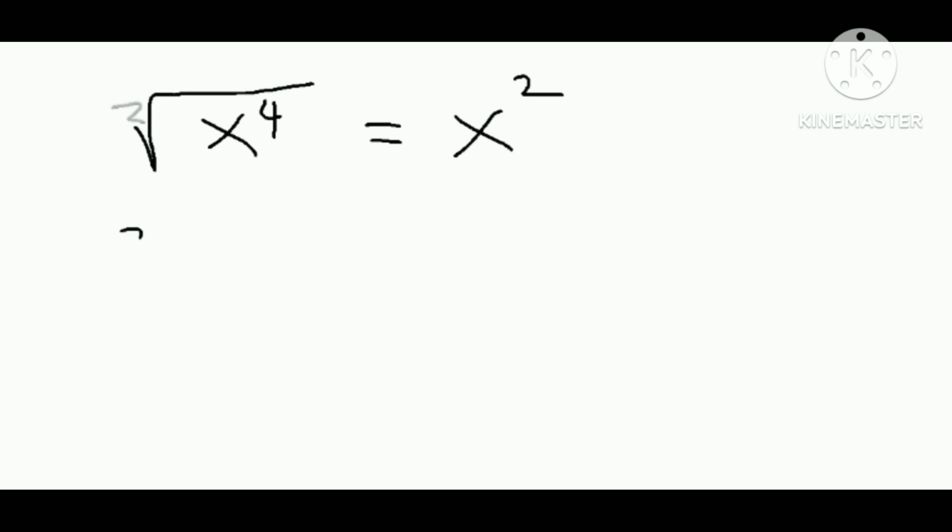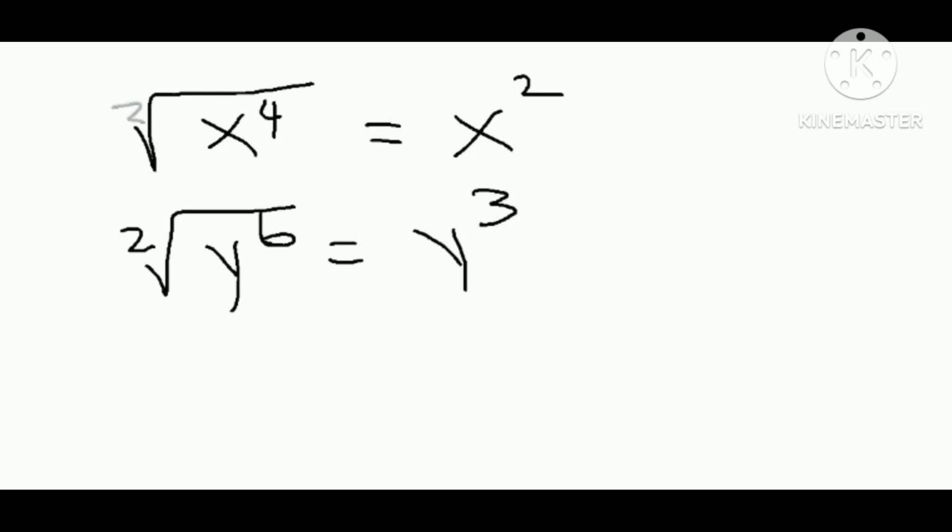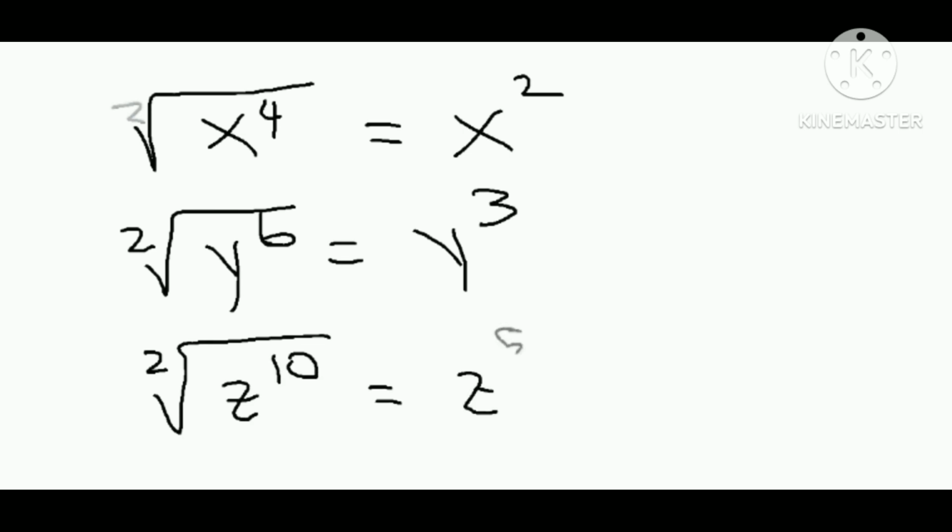Now you also need to be able to simplify radical expressions. What is the square root of x to the 4? So the index number is a 2 if you don't see it there. So how many times does 2 go into 4? 4 divided by 2 is 2. So this is simply x squared. Likewise, the square root of y to the 6 is 6 divided by 2. It's y to the 3rd. And the square root of z to the 10th power, 10 divided by 2 is 5, so it's z to the 5th power.